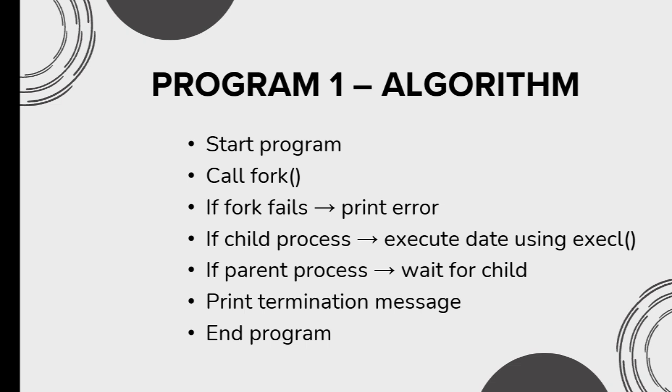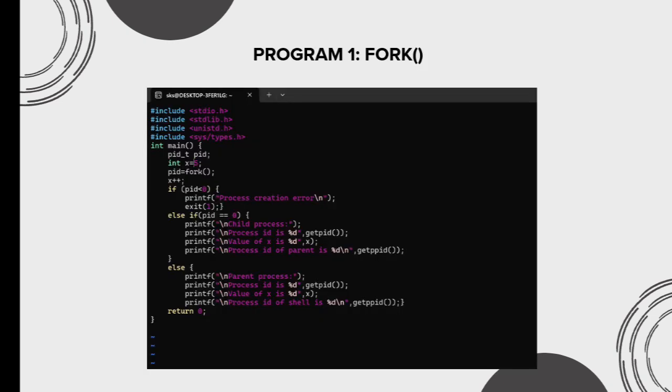Here is the step-by-step algorithm for our first program. We start the program and call fork. If fork fails, we print an error. If we are in the child process, we execute the date program using execl. If we are in the parent process, we wait for the child to complete and then we print the termination message. Let's look at the code.